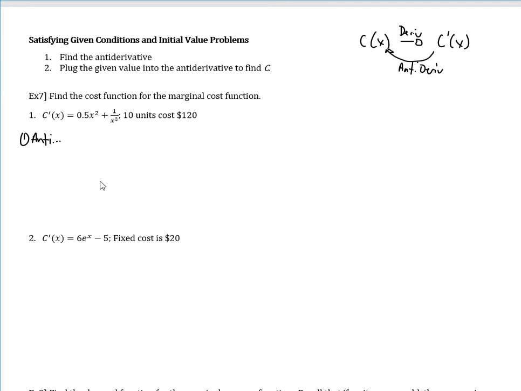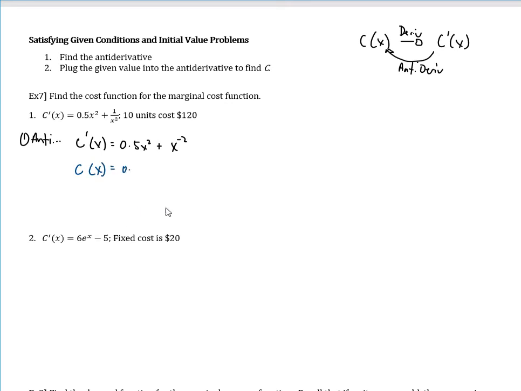Let's go ahead and rewrite it though. So c prime of x is 0.5 x squared plus x to the negative 2, like that. Now I can find the antiderivative. I'll do that in blue. Just like right here, c prime of x, the antiderivative is just the cost function. So we'll have c of x equals, and then we'll follow our steps.